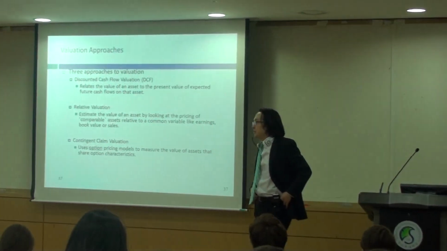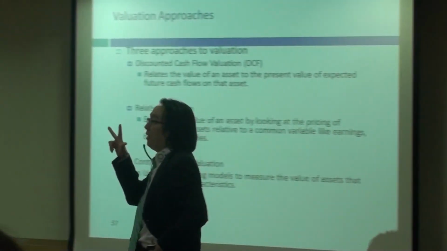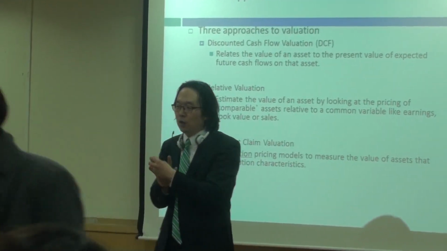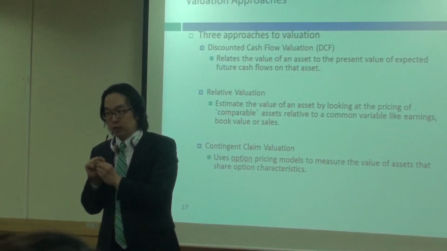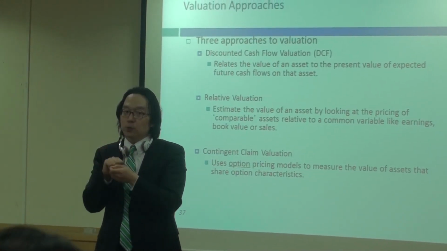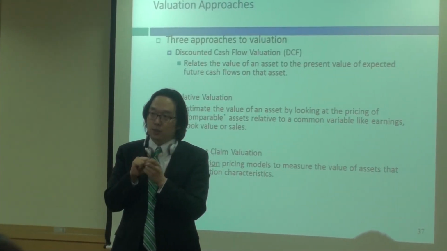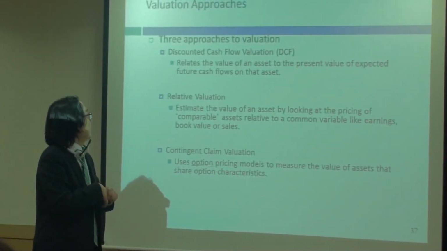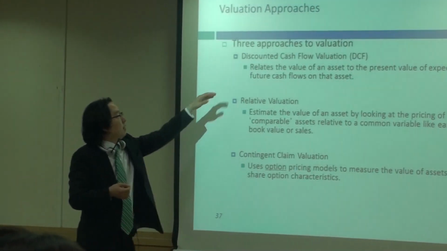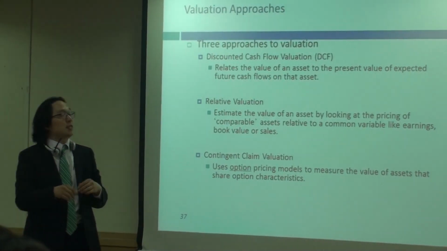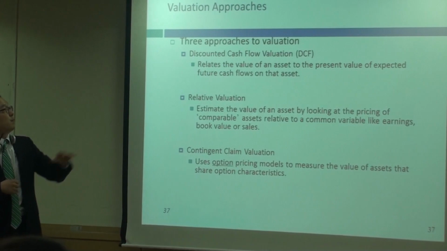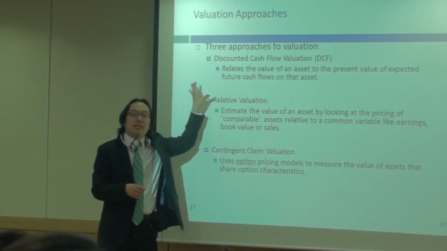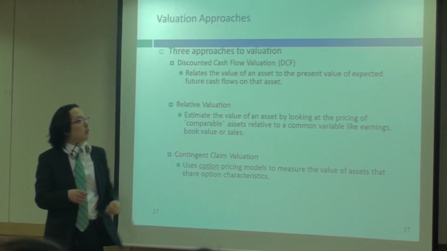Valuation approaches. What do we have? Three families of valuation. One is DCF. Two is relative valuation. The last one is contingent claim valuation. DCF relates the value of an asset to the present value of expected future cash flow. We're going to spend half of our semester on this one. And your corporate finance element will be covered over here.